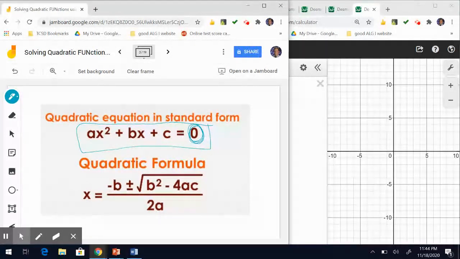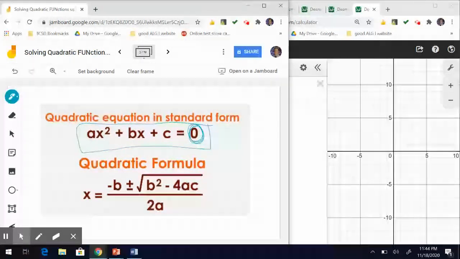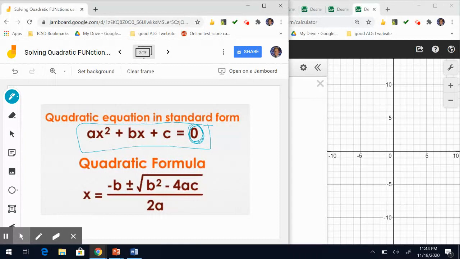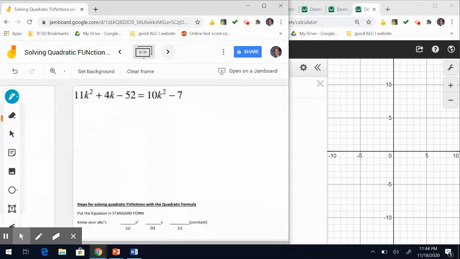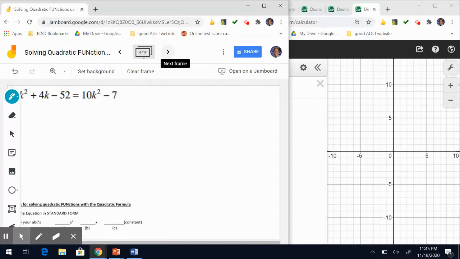So number one is get it in standard form, and then we're going to use the quadratic formula to solve the quadratic. So again, we've talked about factoring, we've talked about graphing, we've talked about square roots, completing the square, and now we're going to give you the quadratic formula too. So ready? Let's jump into it.